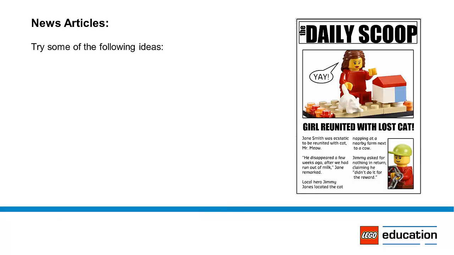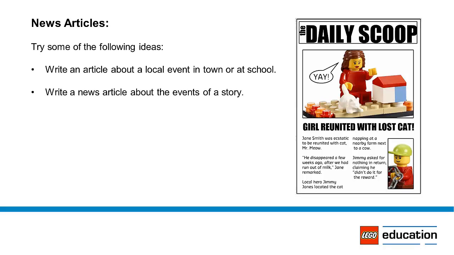Try some of the following ideas. Have your students write an article about a local event in their town or at their school. Ask students to convert the events in a story into a newspaper article or a comic by having each panel represent the who, what, where, when, why, and how of a story.